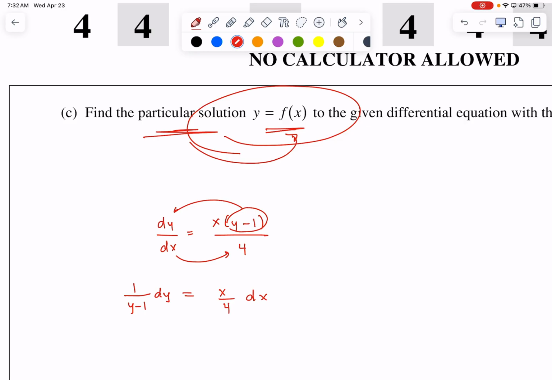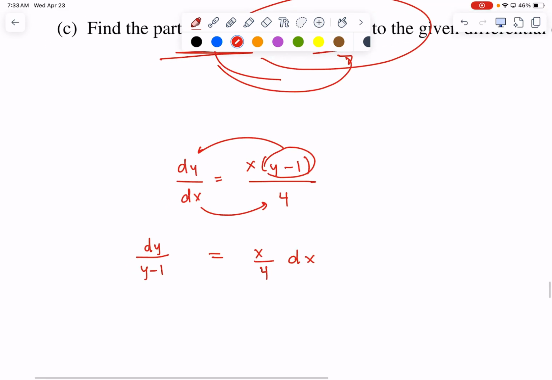Some people might put dy over y minus 1. I don't like to, because I like to see that it's a 1 as a coefficient, because I know I'm going to end up using a natural log there. So it's up to you. I like it written like this. You don't have to write both steps. And I actually like this as 1/4 x dx. I think it's easier for students to do the antiderivative when they see it like that.